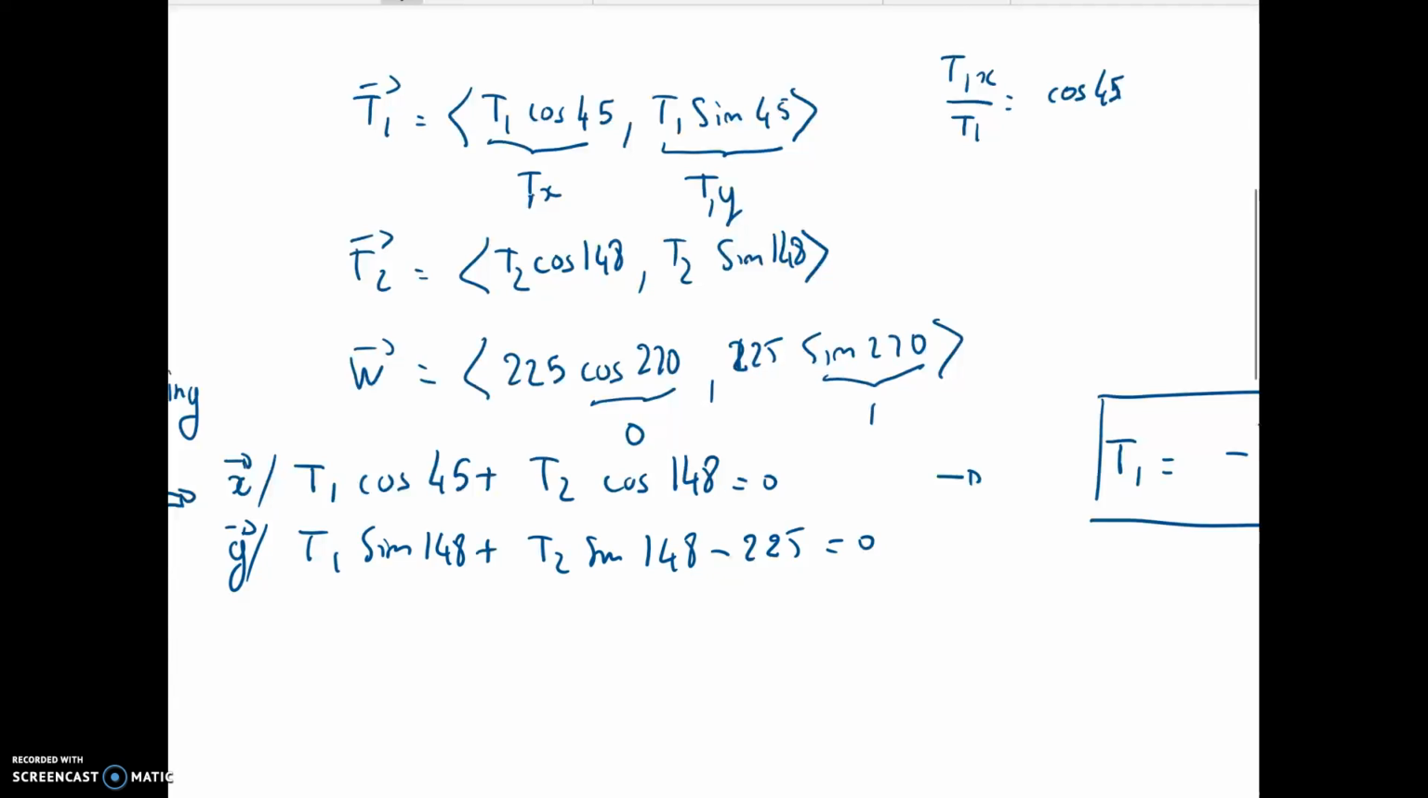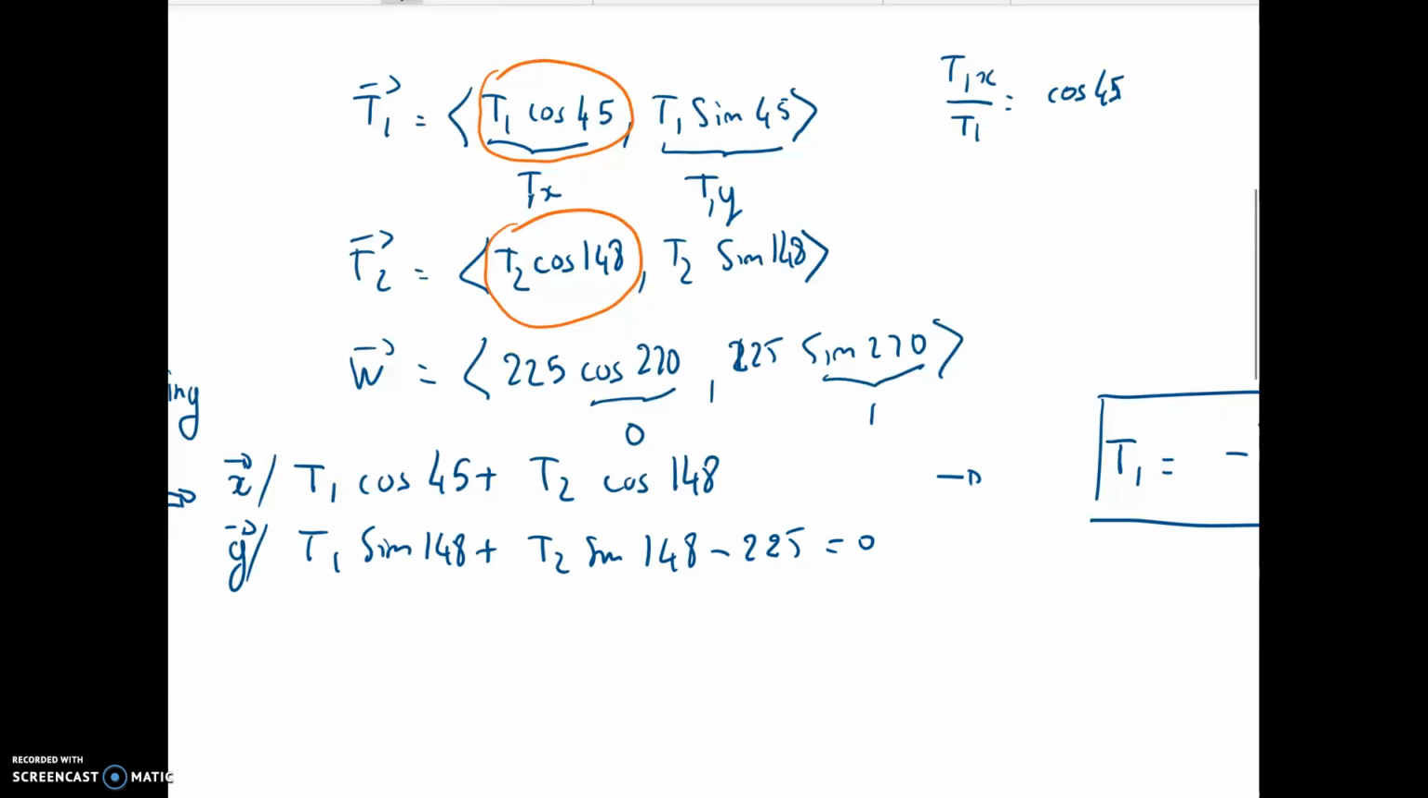So once you are able to express each of the components of your vectors, you can write the x component equation, and so you have T1 cosine 45 plus T2 cosine 148 equals 0, plus 0.